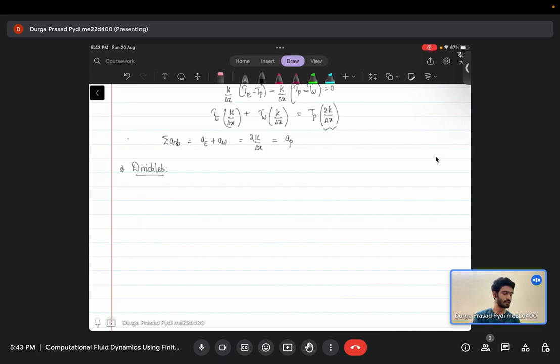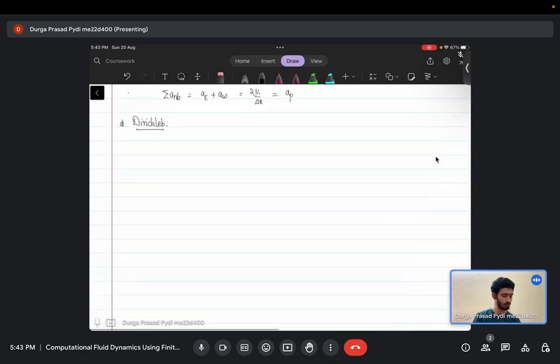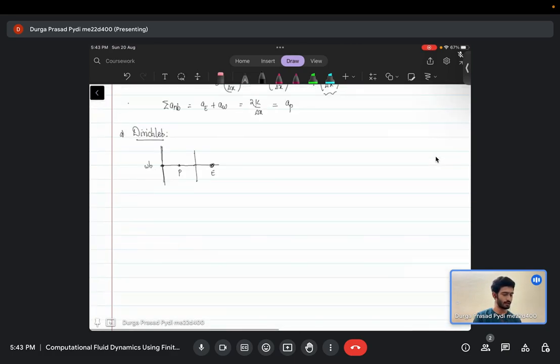So now when you have a Dirichlet condition, it is something of this sort. Suppose we are taking it on the left boundary. This is my east cell, this is my P cell, this is my west boundary. If I write my equation over here, the equation is again straightforward.